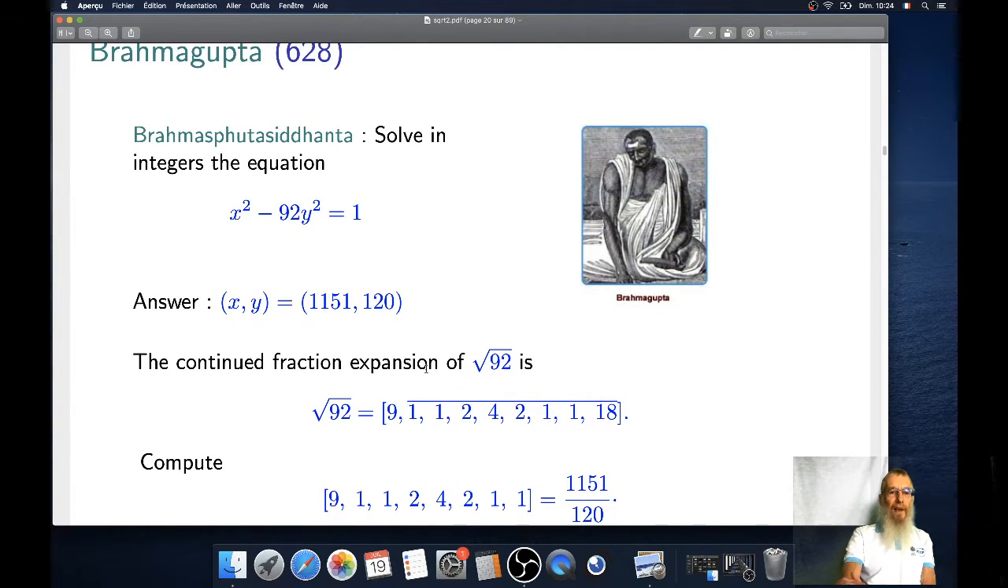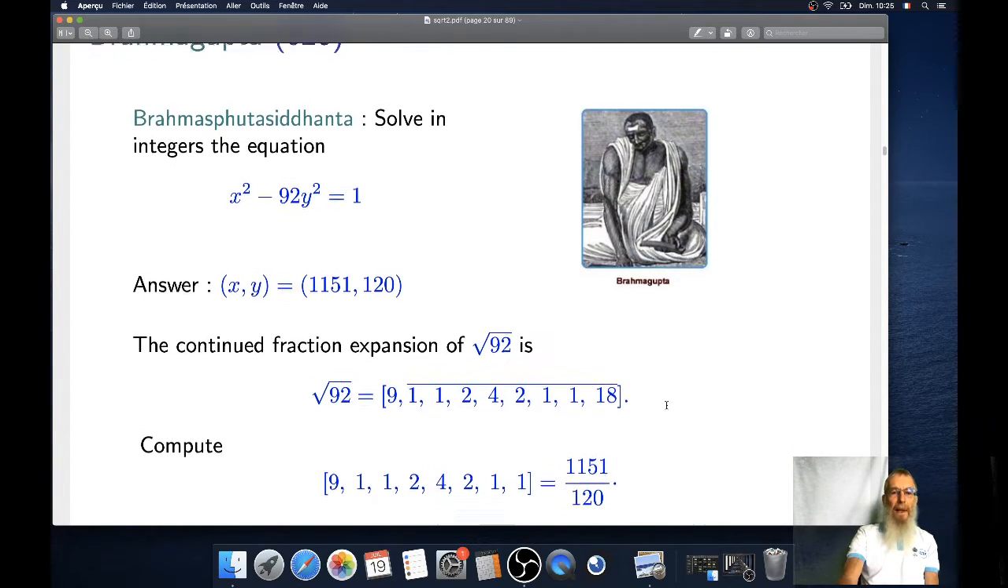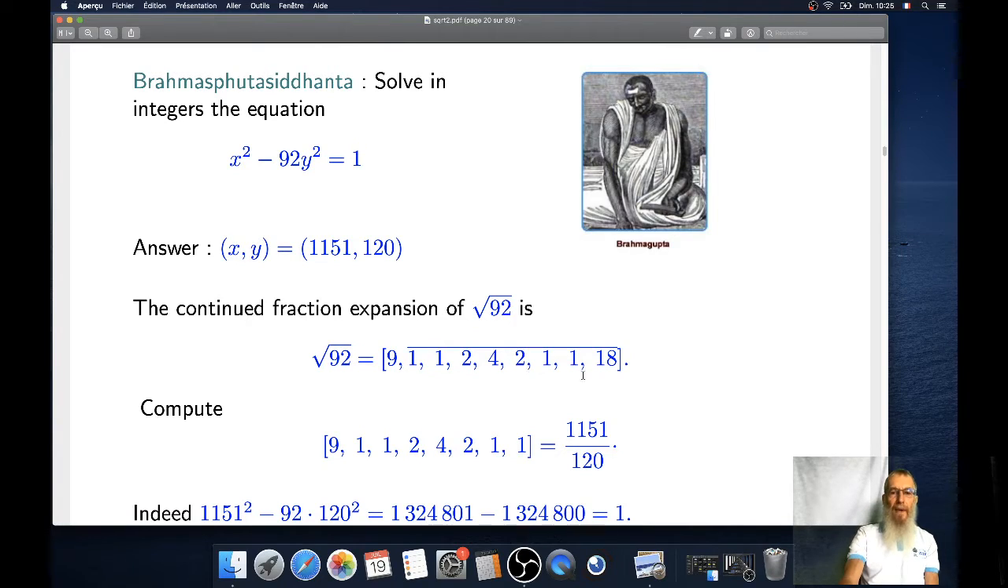It turned out that the continued fraction expansion of square root of 92 starts with 9, because 9 squared is 81, which is just less than 92. And then you have plus 1 over 1, plus 1 over 1, plus 1 over 2, plus 1 over 4, and so on. And this is the continued fraction expansion of square root of 92. You see that there is a bar here, which means that the continued fraction is infinite, because square root of 92 is not a rational number, but it's periodic. So you repeat this 1, 1, 2, 4, 2 infinitely often.